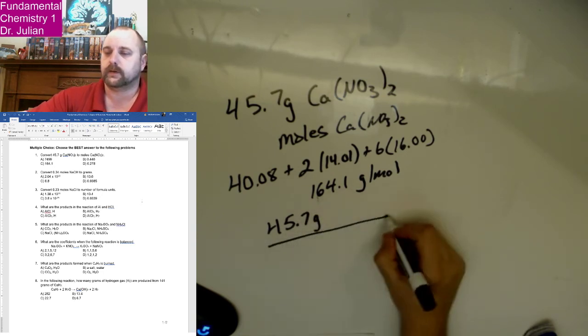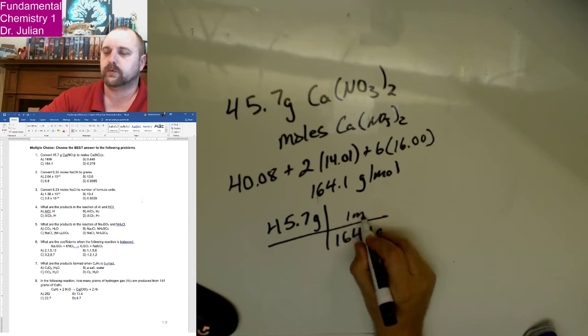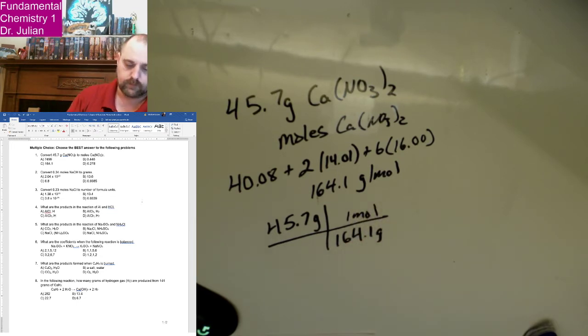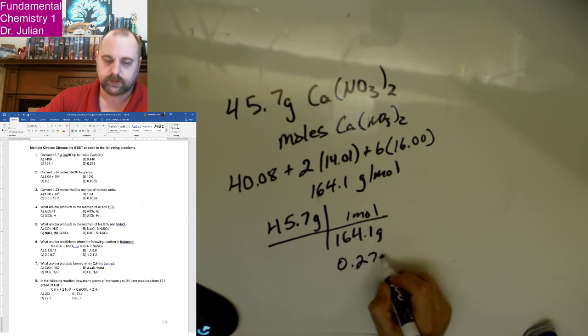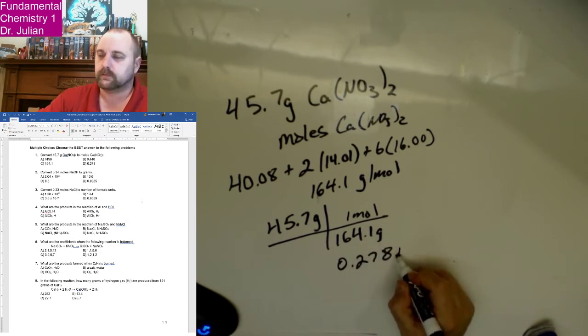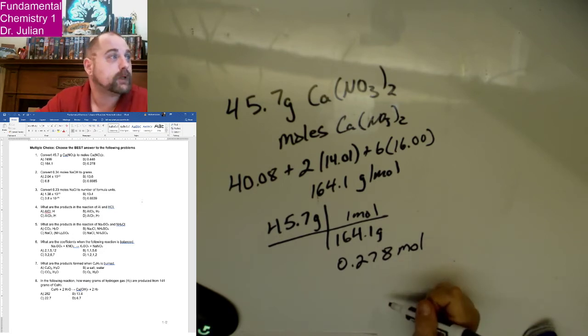45.7 grams. 164.1 grams is 1 mole. And off we go. So 45.7 divided by 164.1. I got 0.278 moles. And that's D. That would be D.